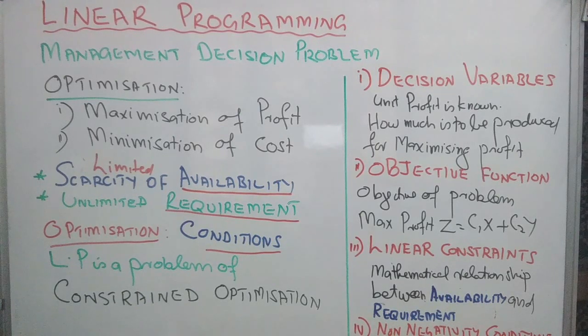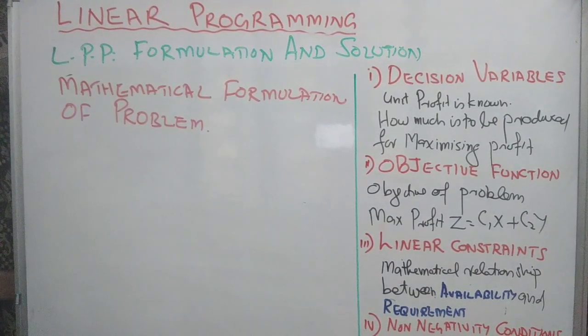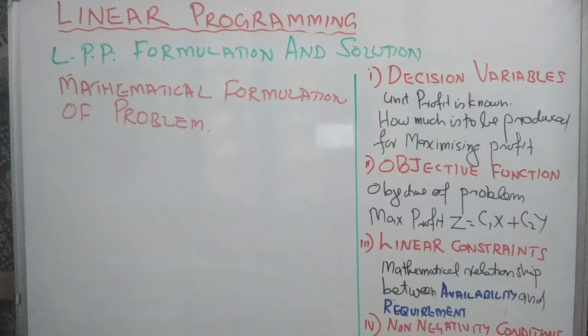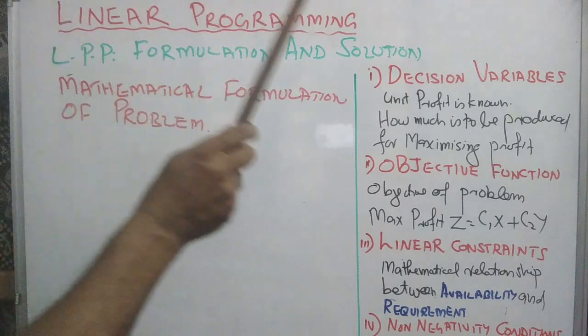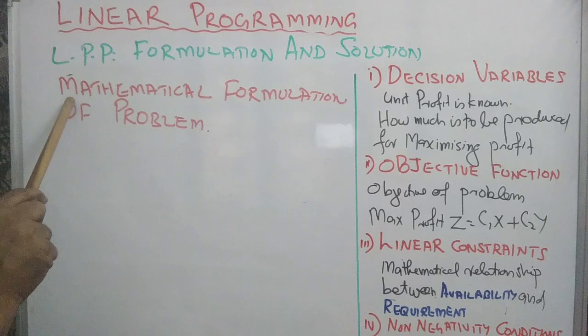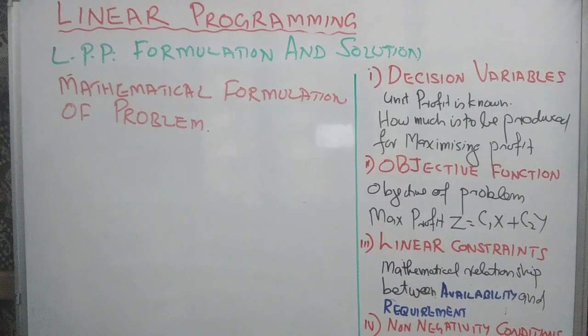Then we are introducing the mathematical formulation of linear programming. A linear programming is a problem, so it is called linear programming problem or LPP. It has two stages, two phases. One is formulation of LPP and the other is solution of LPP. Formulation is based on mathematical concepts, so it is called mathematical formulation. What is our objective? We have to maximize profit. We have to minimize cost.